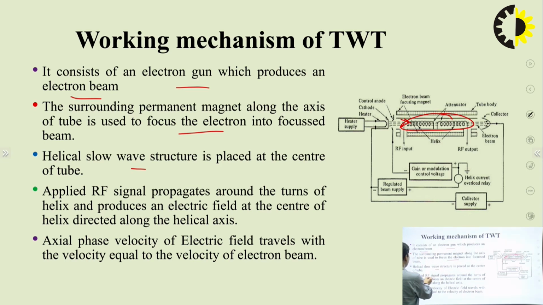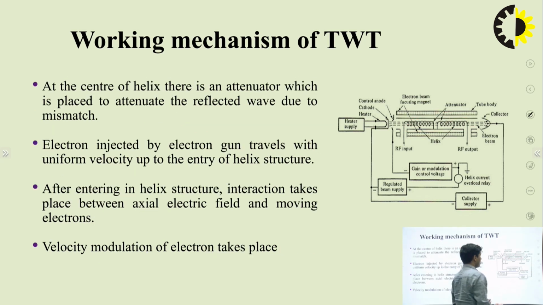After that, the applied RF signal propagates around the turns of the helix and produces an electric field at the center of the helix directed along the helical axis. The axial phase velocity of the electric field travels with a velocity equal to the velocity of the electron beam. Now at the center of the helix, there is an attenuator which is placed to attenuate the reflected wave due to mismatch, if it happens. So we are taking this as a precaution.